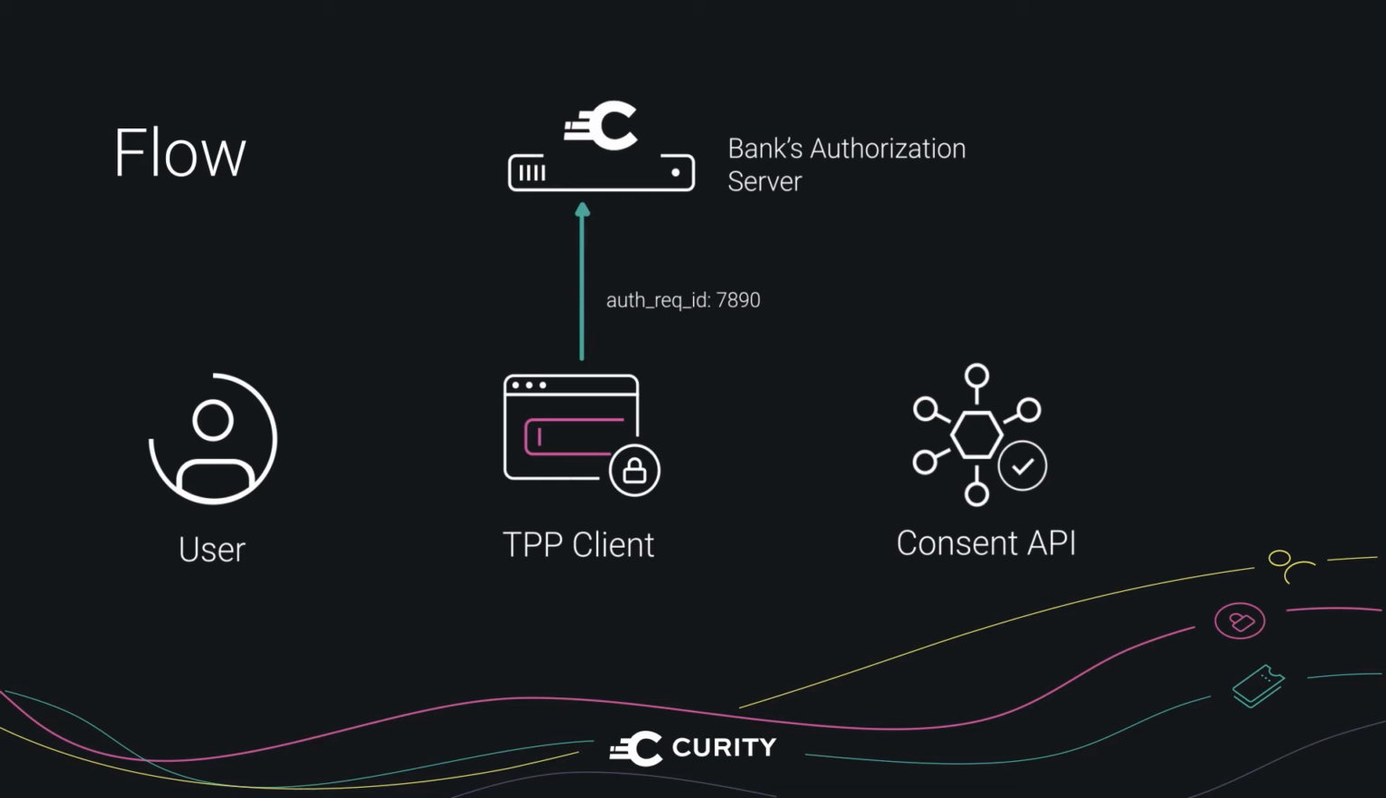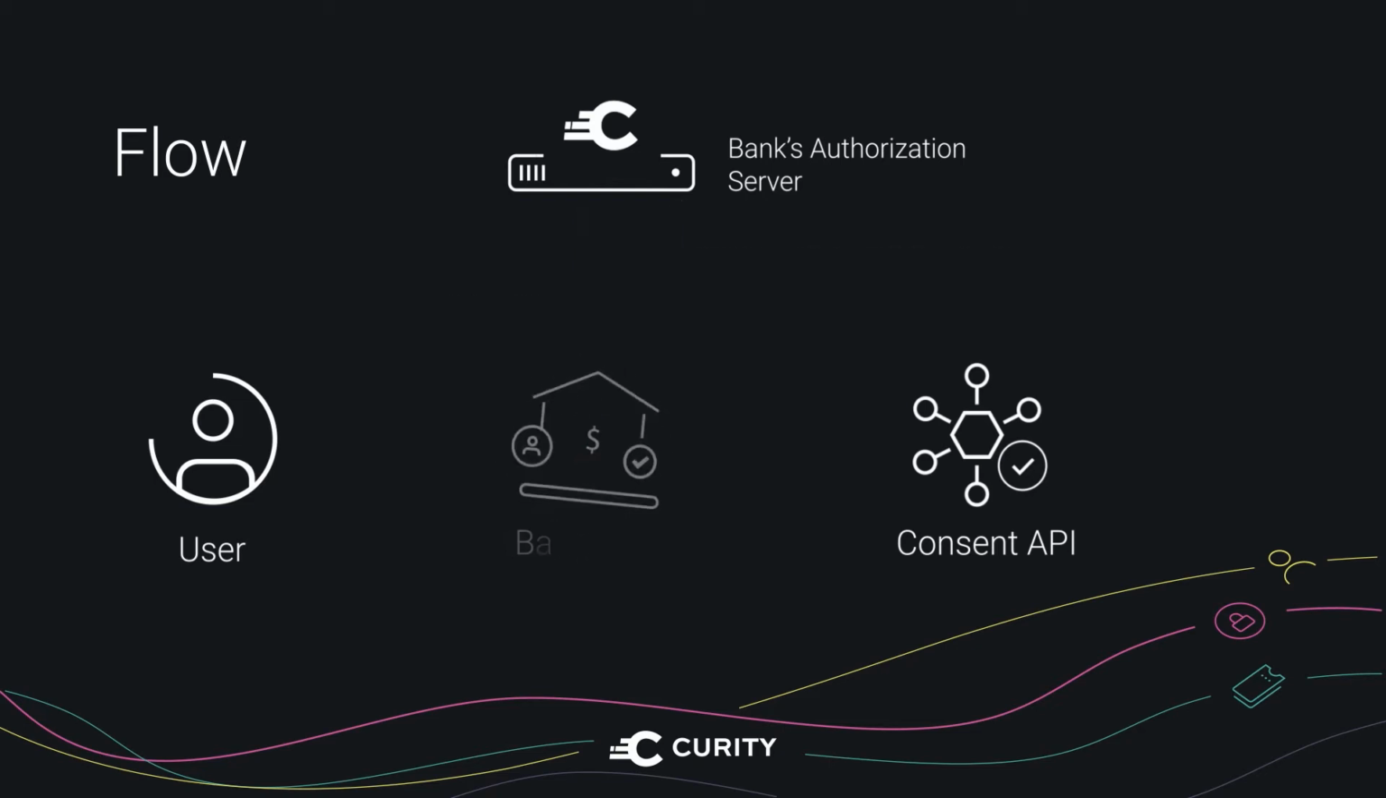That request ID is used by the TPP client to poll the bank's authorization server in order to check whether the user has approved the consent. Every time the TPP client polls, the bank's authorization server calls the consent API to check the status of the given consent. If the consent is awaiting authorization, the TPP client gets back a 400 response and can poll again after the set interval. Now the user opens the bank app.